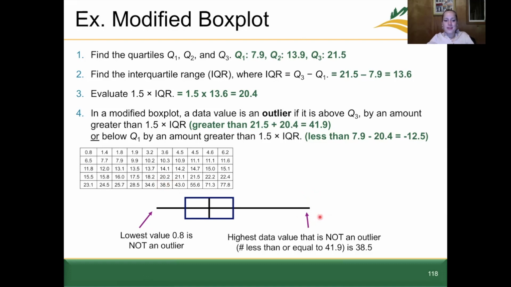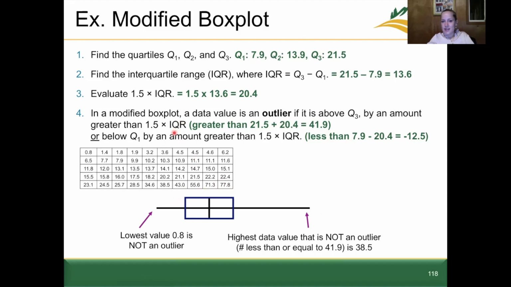One more very important step left is to actually identify the outliers. Again, there are no outliers on this lower end of the data set, but here we're separating the line here where 43.0 is greater than 41.9. So that value is an outlier. Similarly, so would 55.6, 71.3, and 77.8. These are all outliers because they're greater than Q3 by an amount greater than 1.5 times the IQR.